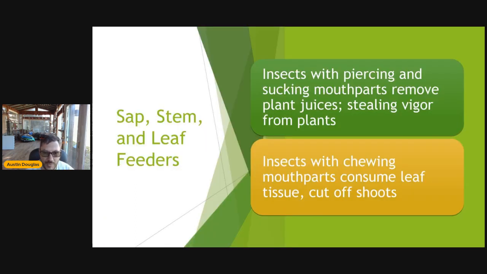So let's talk about sap, stem, and leaf feeders. Basically, these can be broken down into a couple of parts. One, insects with piercing, sucking mouth parts. They're going to insert this mouth part into a leaf and suck juices, which is sucking the vigor right out of that plant. Or you could have insects that are chewing and consuming tissues or cutting off shoots, damaging crowns, things like that.